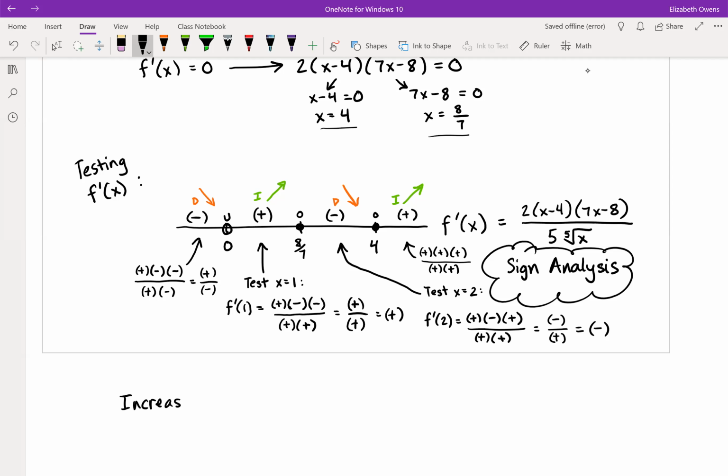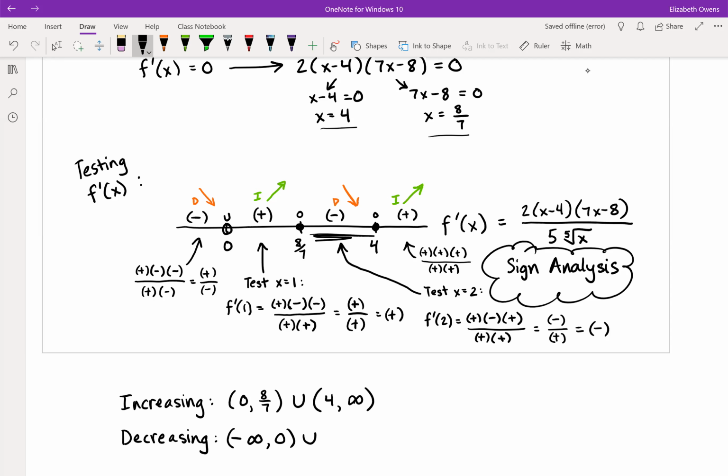Increasing intervals are going to be the interval from 0 to 8/7, and also the interval from 4 off to infinity. Okay, so there's our increase, and then decreasing intervals are going to be the other ones. That's our interval from negative infinity up to 0. And our interval here in the middle, 8/7 to 4. Okay, cool.